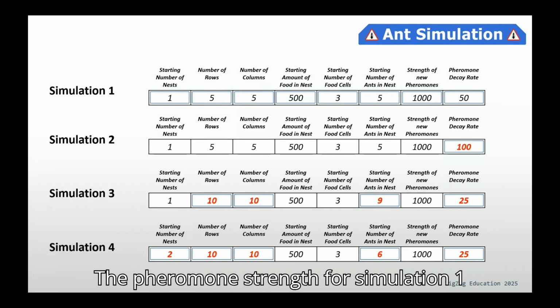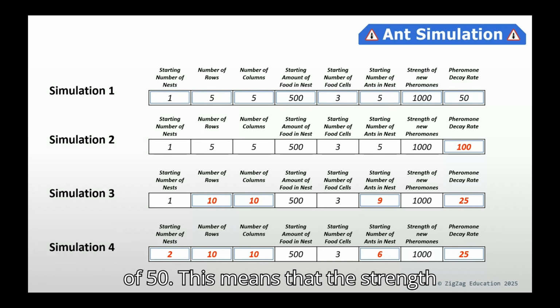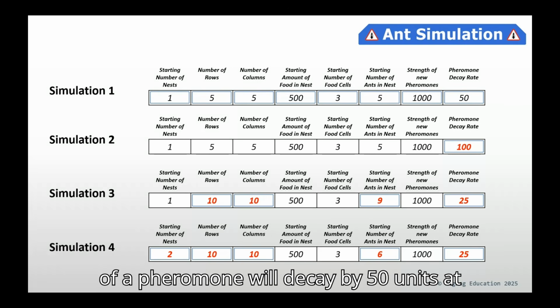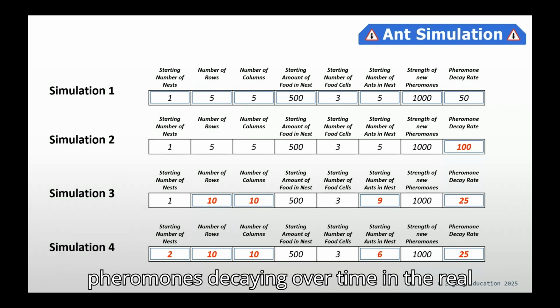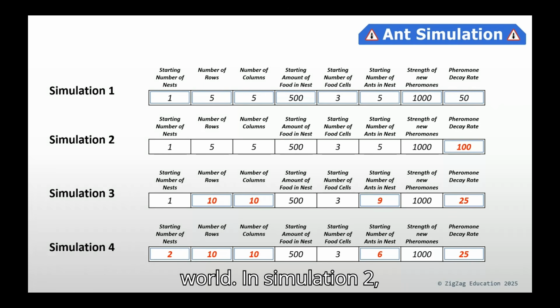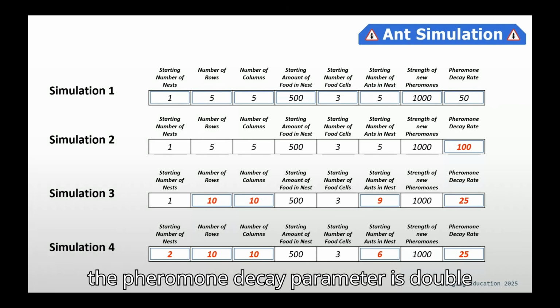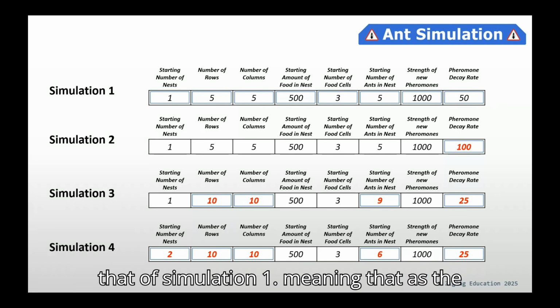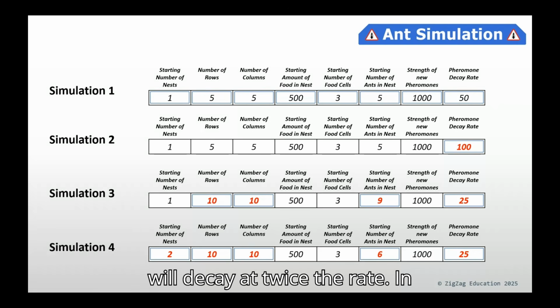The pheromone strength for Simulation 1 is set to 1,000 units with a decay rate of 50. This means that the strength of a pheromone will decay by 50 units at each stage advance, representing pheromones decaying over time in the real world. In Simulation 2, the configuration is the same, however the pheromone decay parameter is double that of Simulation 1, meaning that as the simulation advances from one stage to the next, the pheromones left by the ants will decay at twice the rate. In Simulation 3, the world grid is double the size using a 10 by 10 grid.